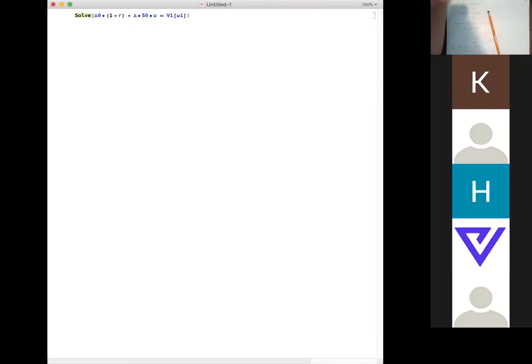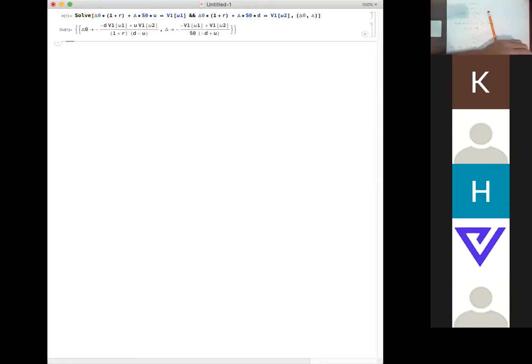These are the values in the upstate. I also have a requirement that in the downstate, I want it to be V1 of omega 2. The only difference is that the bank is always the same, while the value of the stock changes depending on whether I'm in the up or the downstate, so this is going to be a D here. I want to solve these two equations for delta naught, the number of shares in the bank, and for delta, the number of stocks that I hold. I'll just go ahead and solve these. And that's the formula.